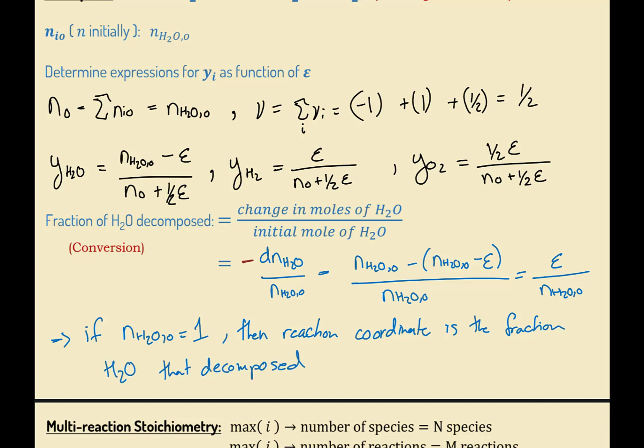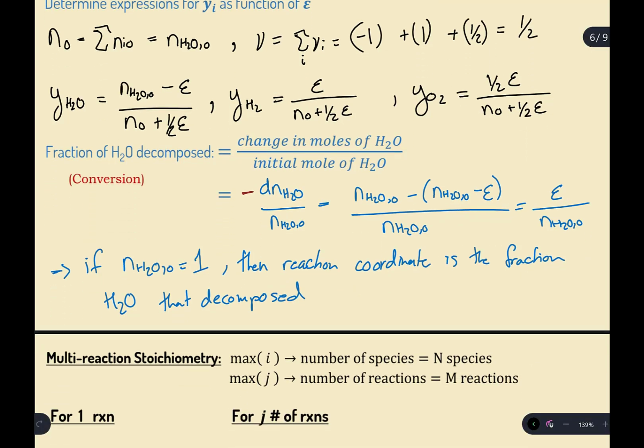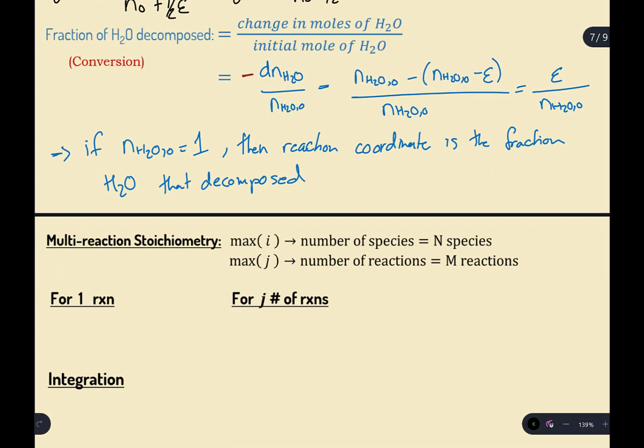Alright. So now we're going to get into multi-reaction stoichiometry. Initially it was just a single reaction. Now we're going to do multiple reactions. How do we track the number of moles for a given species if we have multiple reactions happening at the same time? Each one has its own reaction coordinate. Every reaction will have a unique reaction coordinate. They won't all have the same number. They won't all proceed the same amount.